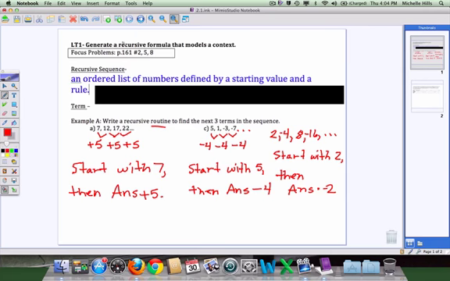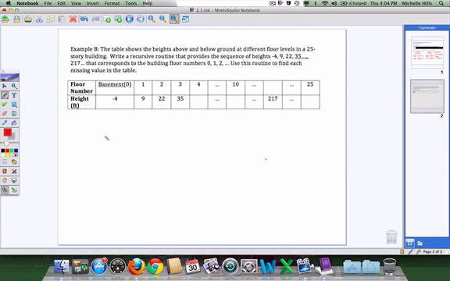Now, in a real-life scenario of something that has a linear pattern that we can use this recursive rule to look at, this is talking about the heights above and below ground at different floor levels in a 25-story building. So we're going to write a recursive routine that provides the sequence of heights -4, 9, 22, 35, etc., all the way up to 217 and beyond, that corresponds to the building floor numbers 0, 1, 2, etc. And then we're going to use this routine to find the missing value in each table.